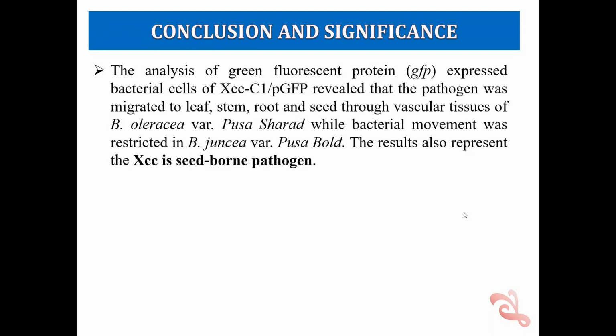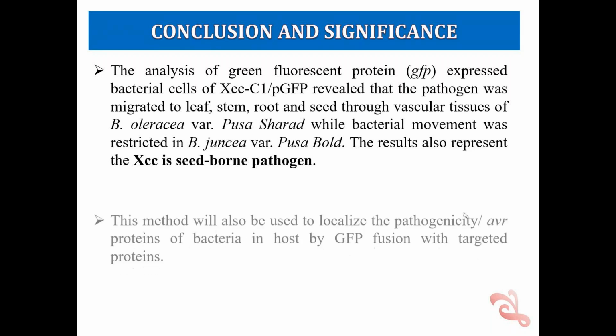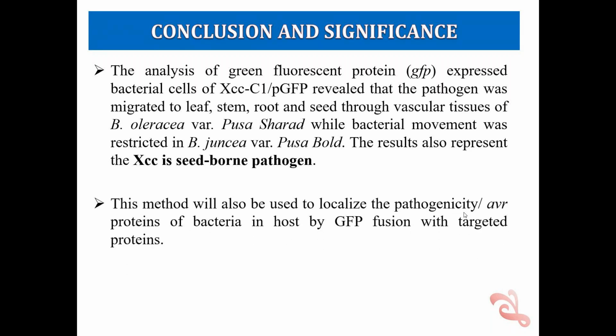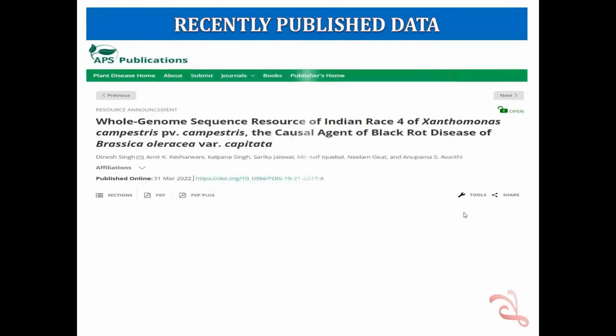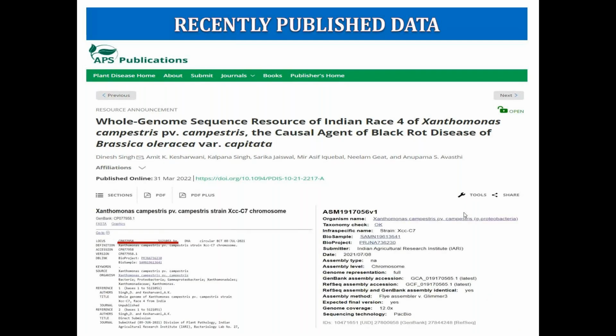These results also show that XCC is a seed-borne pathogen, and the method can also be used for localization of pathogenicity or AVR proteins of bacteria in the host by GFP fusion with targeted proteins. These are the references, and we have recently published the whole genome sequence of Xanthomonas campestris pv. campestris race 4 isolate causing black rot disease in Brassica oleracea variety capitata in the Plant Disease journal, and also in the NCBI database.